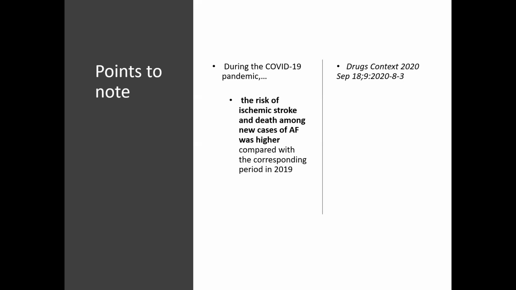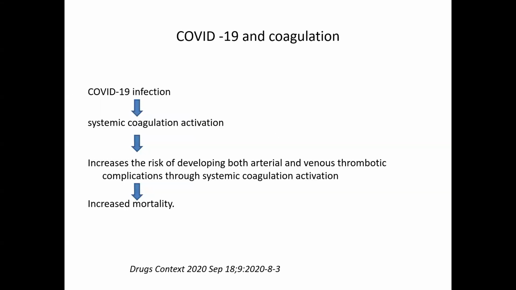Thus, we can understand that there are some specific things that have to be understood to emphasize the role of anticoagulants in patients of COVID-19 during this pandemic. It has been seen that the risk of ischemic stroke and death among new cases of atrial fibrillation was higher compared to that in 2019. So, since the risk has increased, we need to understand what the cause is.